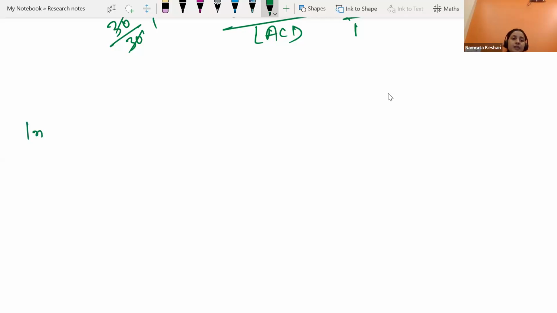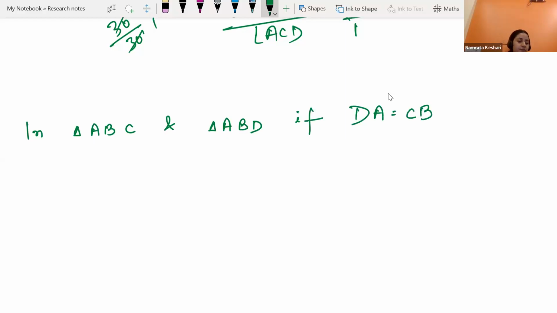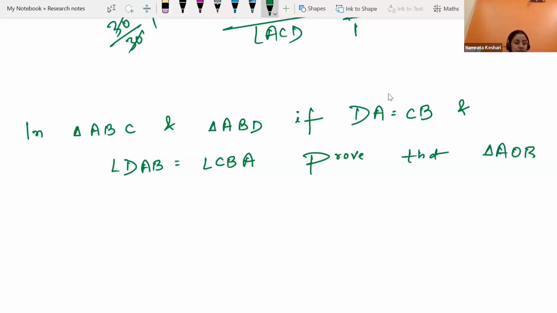In triangle ABC and triangle ABD, if DA is equal to CB and angle DAB is equal to angle CBA, prove that triangle AOB is isosceles. Let me draw the figure.